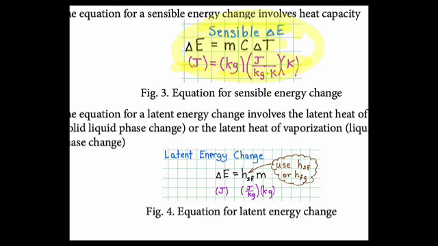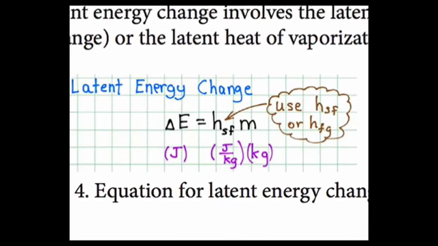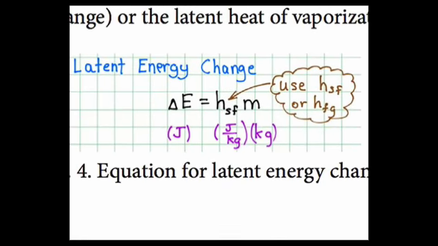For latent energy changes, we use the latent heat of vaporization, or the latent heat of fusion, which is this property here. And the basic unit analysis is there, the change in energies in joules. This term right here has units of joules per mass and mass units there, so we can see how the unit analysis works out.